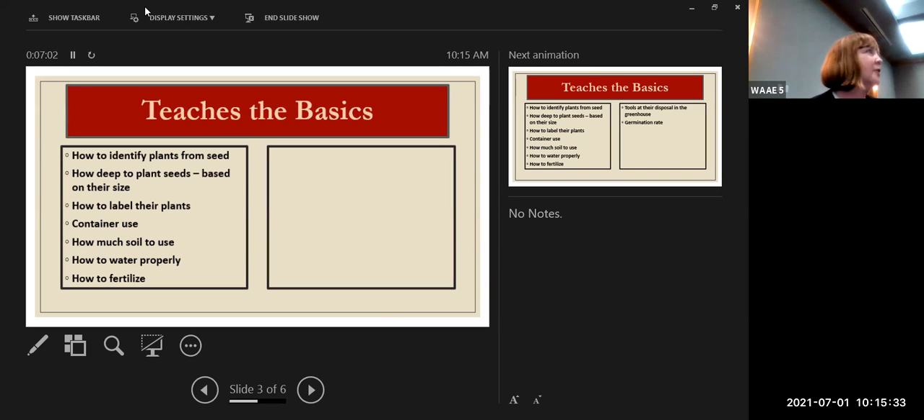So this particular exercise also teaches them how much soil to use. Obviously, we all know they have to put soil all the way to the top, because it's going to settle after it waters. If they don't, they're not going to have much growing space for their roots underneath, and so it really helps them understand that concept. Also how to water properly, because they're responsible for their plants from day one.